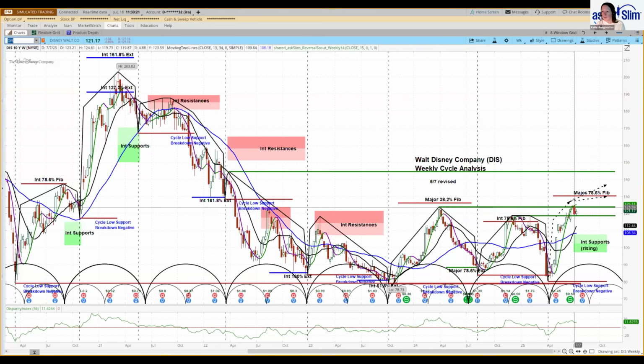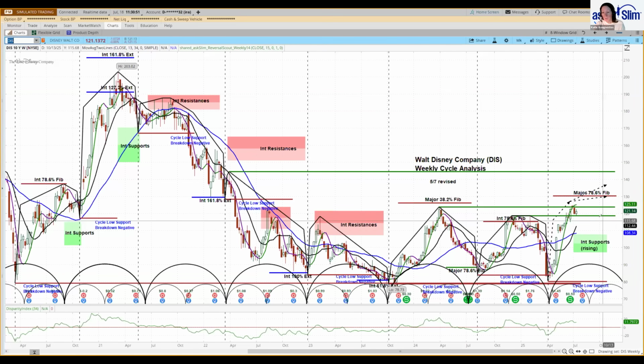We had a nice move up. The reversal scout is beginning to curl over again, having difficulty sustaining a move at this time through these cycle peaks. If it is able to get through there later on in the cycle, perhaps out into the winter, depending on what kind of a retracement we get in this minor half cycle, then we would project up to this major 78.6% fib around 130. And after that, we've got this peak up here, 144.46.